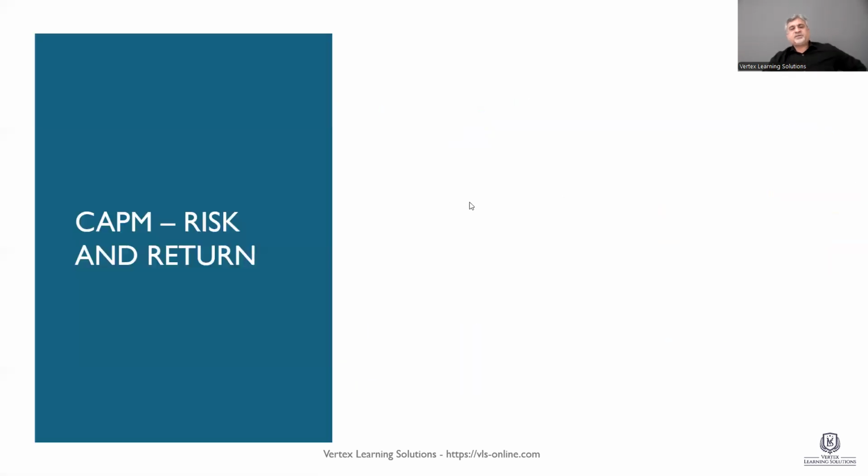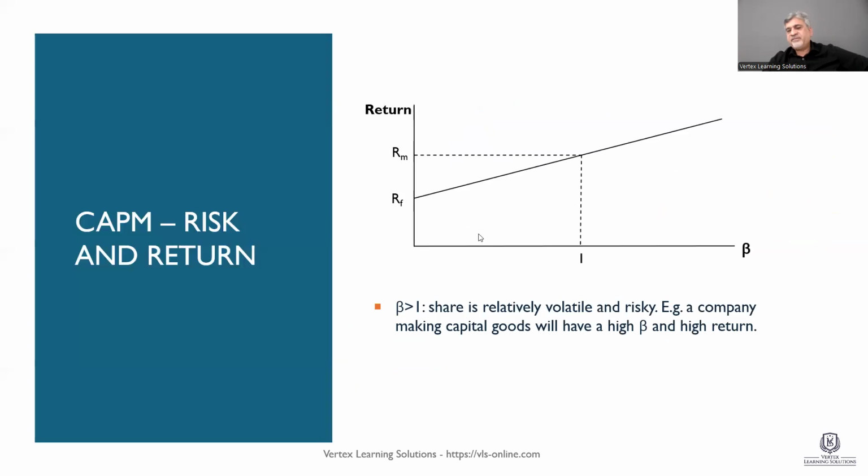Then we have got this, again a very similar figure, but it explains that beta value is greater than 1. The share is relatively volatile and risky. If your beta value is greater than 1, it means that this particular share is taking more risk than the market average risk. Okay.